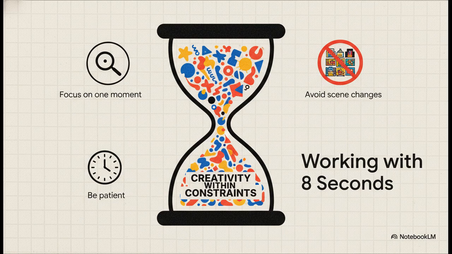So what do you do? You have to embrace this limit. Seriously, think of it like writing a haiku. The strict form forces you to be incredibly concise and impactful. So focus on one single key moment, like that laptop closing. Don't try to cram in a bunch of different actions. And remember to be patient. Each of these generations takes a couple of minutes. This constraint is what's going to make you more creative.